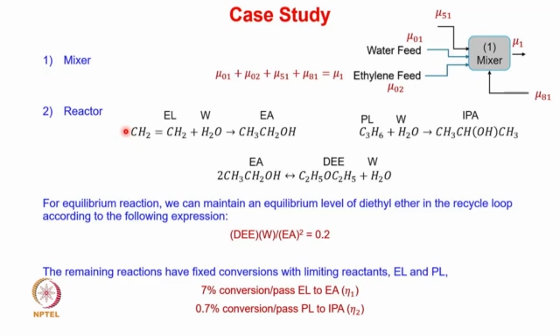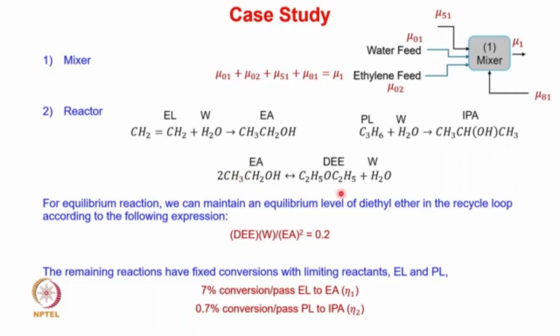As I said earlier, in the reactor conversion is important, and there are three reactions occurring in the reactor. The first reaction is ethylene reacting with water producing ethanol. The second reaction is propylene reacting with water to produce propanol, isopropyl alcohol. And the third side reaction here is ethylene reacting with itself to produce diethyl ether and water as products.